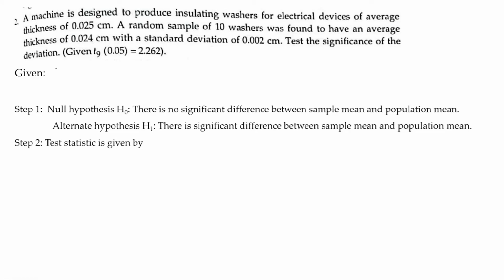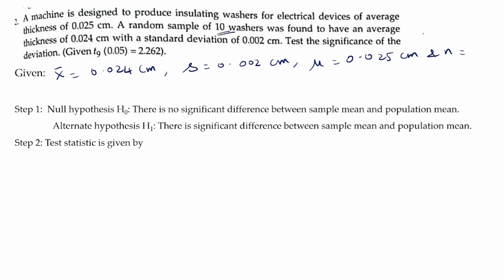So here it is given. The sample mean x bar is 0.024 centimeter. The sample standard deviation s is 0.002 centimeter. The population mean is 0.025 centimeter. And the sample size is 10. There are 10 washers which are taken as sample, n is equal to 10. So all this information is given in this question. Now we need to test the significance.